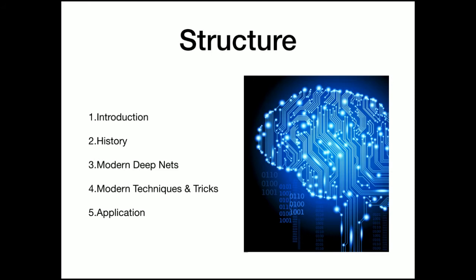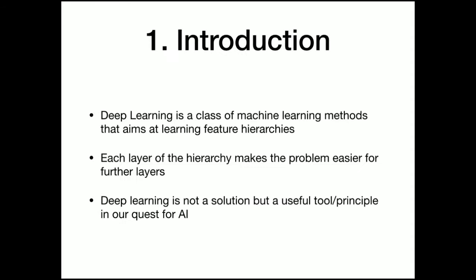So this is the introduction. Deep learning is a class of machine learning methods that aim to learn hierarchies of features. And the job of each of the layers in that hierarchy is to make the job easier for the next layer. And contrary to what you may have heard, deep learning is not a silver bullet. It's really just a tool among many other tools that you can use in our quest for AI. So the rest of this talk will basically be trying to unpack those three bullet points.